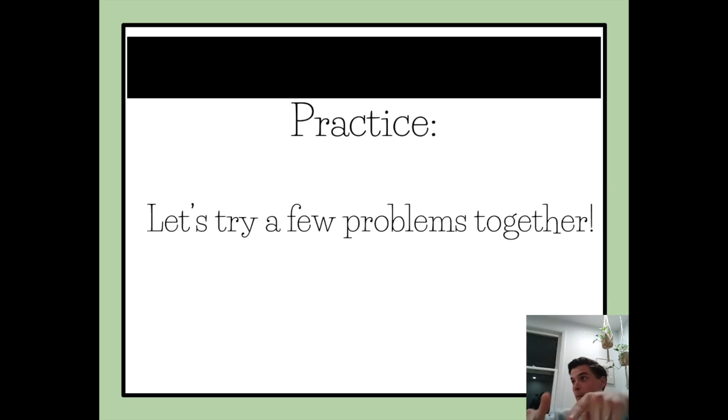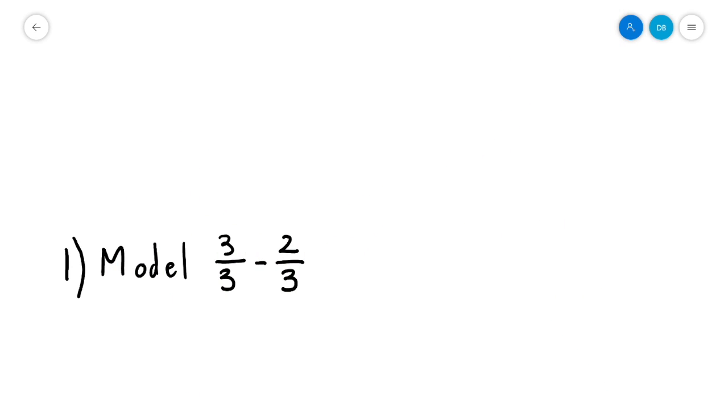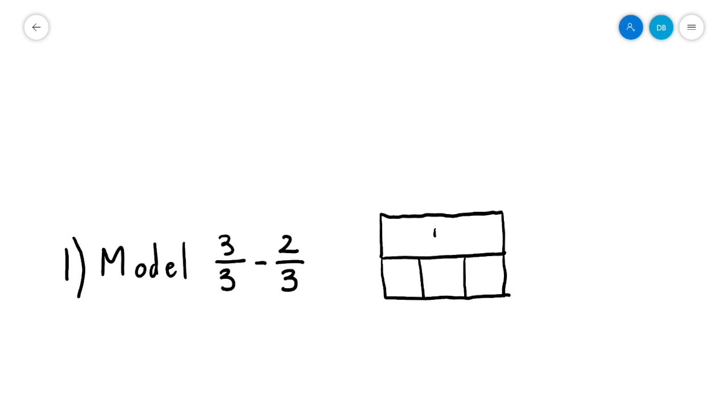We're going to practice some example problems. So for number 1, we're going to model 3/3 minus 2/3. So just like in our first examples, we're going to draw our whole. And then I'm going to draw the other box underneath. And I'm going to split this up into 3 equal parts.